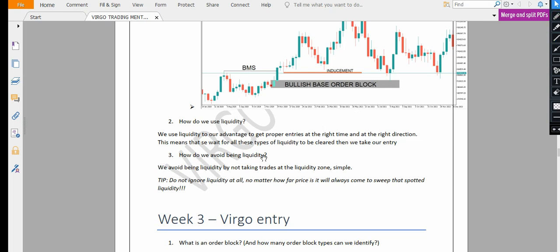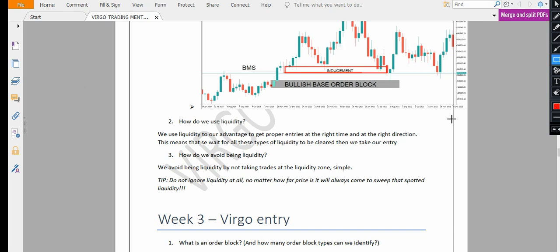How do we avoid being liquidity? We avoid being liquidity by not taking trades at the liquidity zone. Simple as that. And what do I mean by that? This is a liquidity zone, this inducement here. Avoid taking trades in this candle here. Avoid taking a trade there, then you will not be part of liquidity.